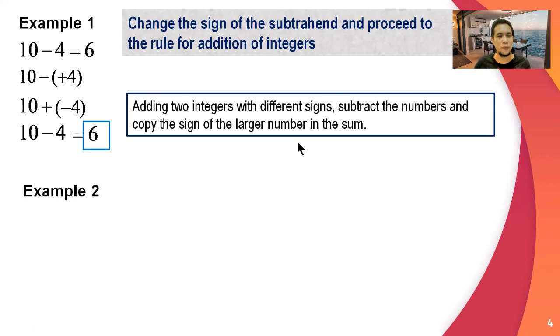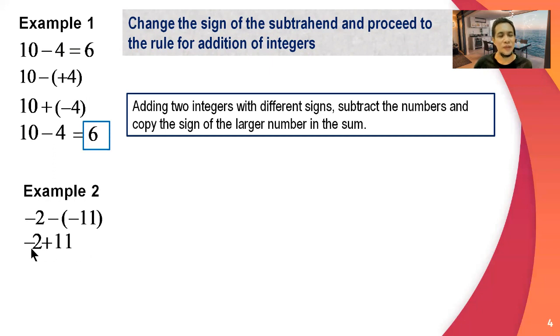So, example number 2. Negative 2 minus negative 11. We will convert this to addition expression. Negative 2, do not change the sign of negative 2. Do not change the sign of your minuend, only the subtrahend. Whatever sign of the minuend, it will remain. So it's negative 2 minus, this time add, plus negative 11, it will become positive 11. So we have now negative 2 plus 11.